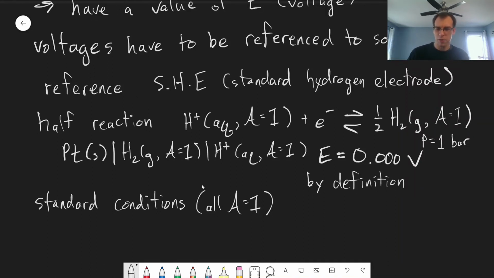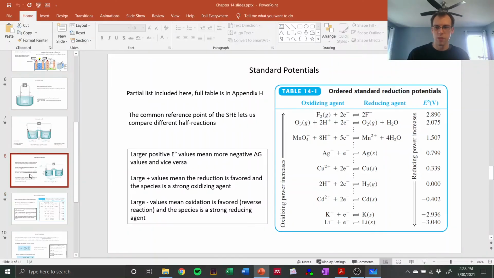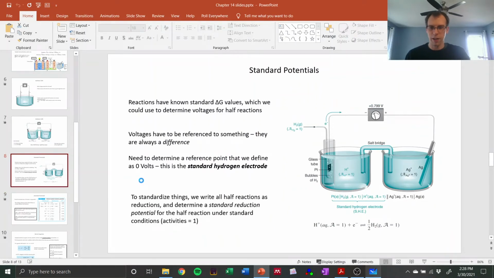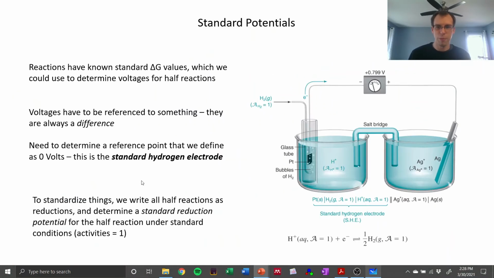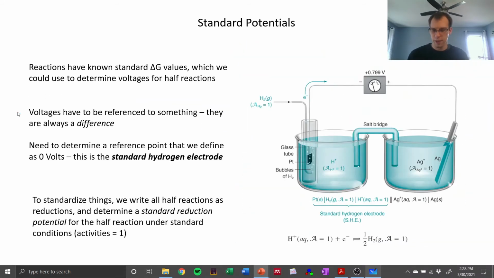I'm going to switch over to some PowerPoint slides that I have. So in practice, what this would look like, these are some slides that I've prepared for previous years. So this is what the standard hydrogen electrode looks like. This is what's on the left. This is defined as 0, so this is 0 volts. So we're just seeing how the voltage for other reactions compares to this.